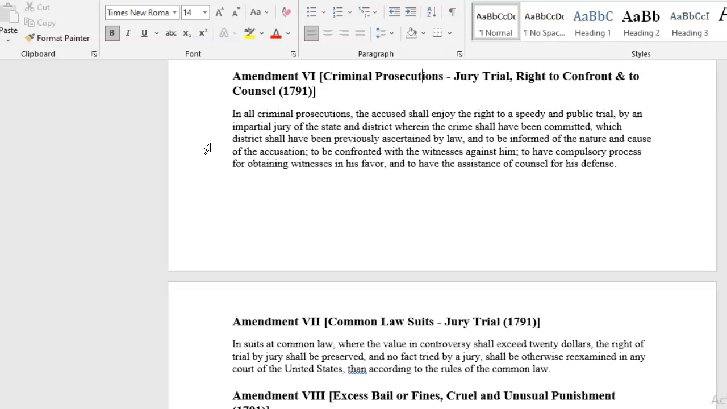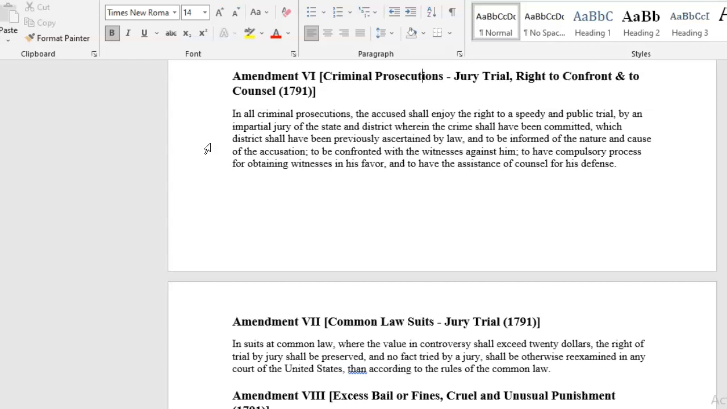And that shall be by an impartial jury of the state and district wherein the crime shall have been committed. Okay, so you're allowed an impartial jury in the area where it happened. So if you live in Texas, you're not going to get a jury from Washington State where they don't really understand how we operate down here. You're going to get a jury that lives in the area that you live in, that understands how our society kind of works here.